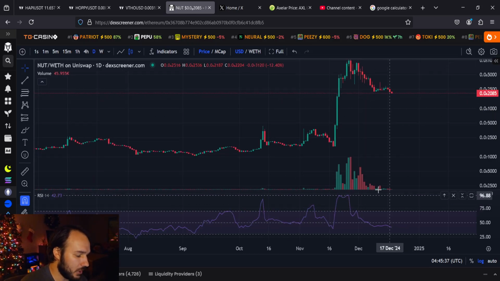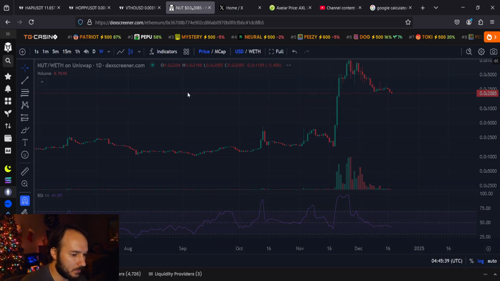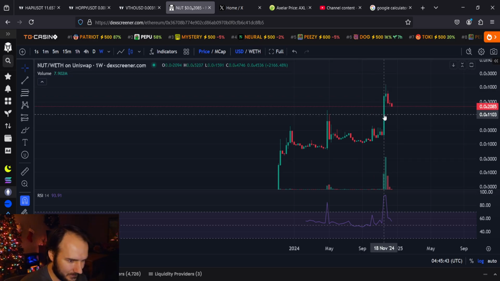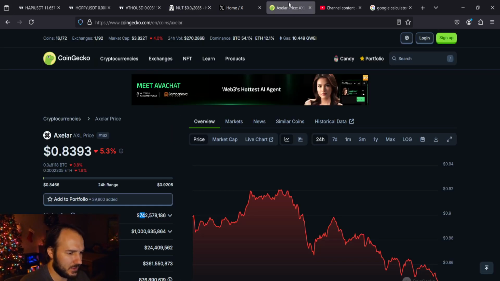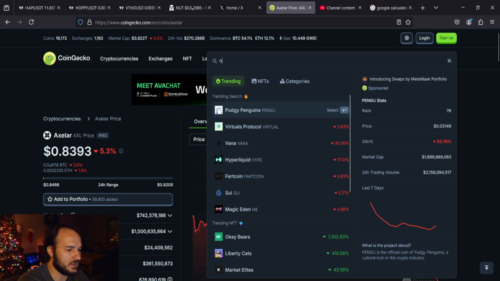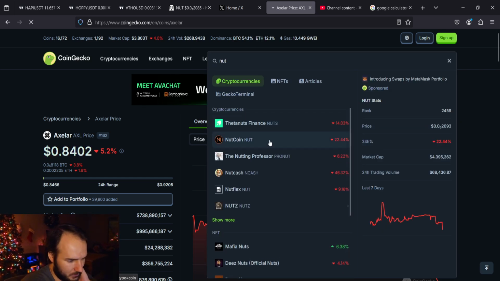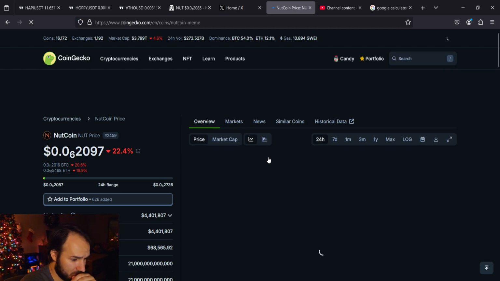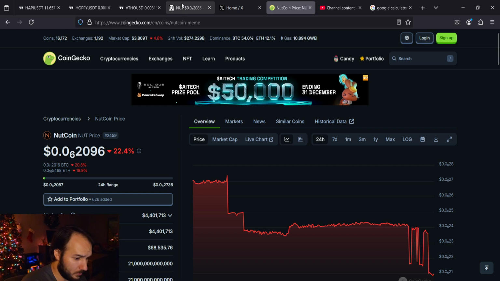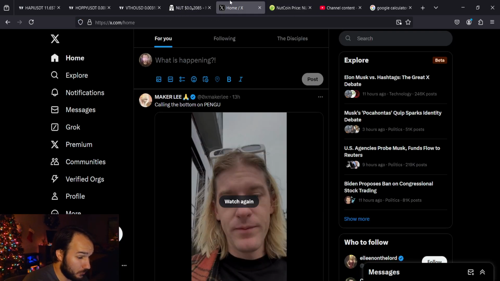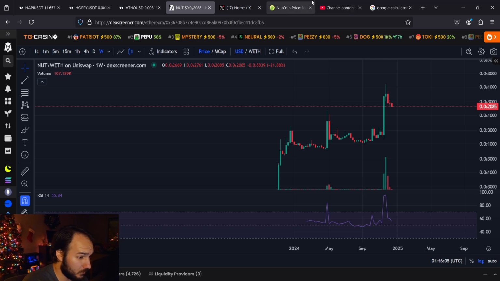Dropping lower, no volume at all. Love to see it. Nut probably gonna bounce soon. Is this peanut? It can't be. It's not peanut. Peanut's PNUT, right? Nut is just a different coin altogether. Maybe it pumped on the peanut stuff. Yeah, it's this one. 4.4 million.